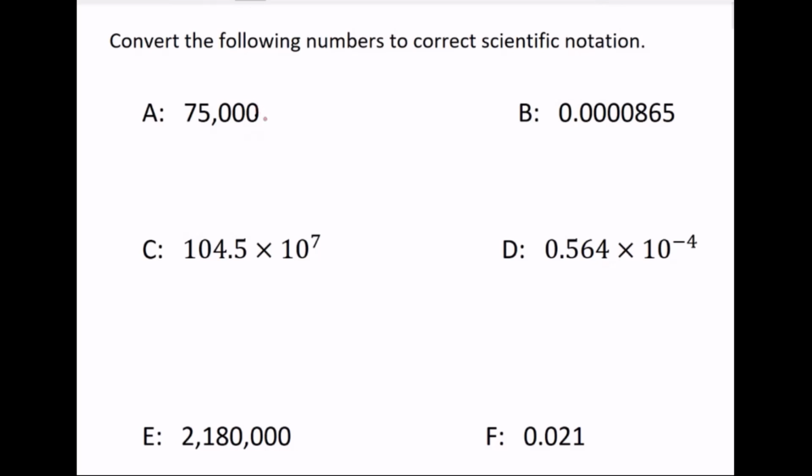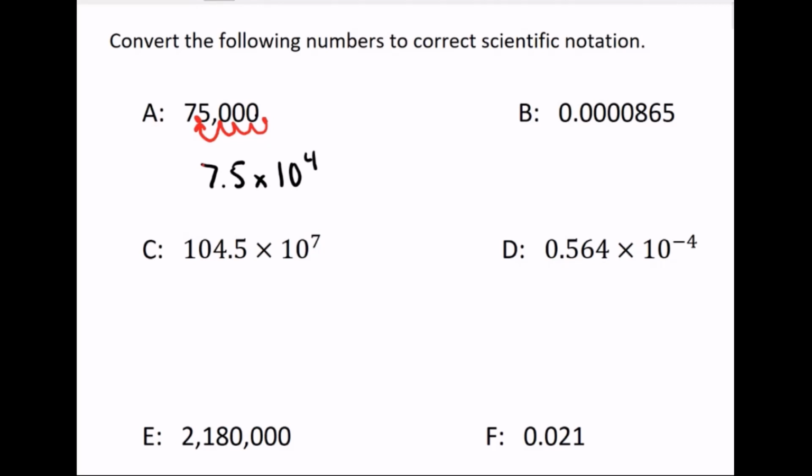Convert the following numbers to the correct scientific notation. So A is written in standard notation, so we need to switch it to scientific notation. Let's start by writing the decimal after the 0. From there, we'll move it to the left 4 place values so that there's only 1 place value to the left of it. That gives us 7.5, followed by the times 10 to the 4th power.